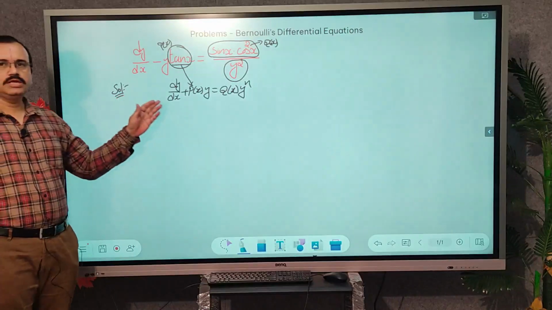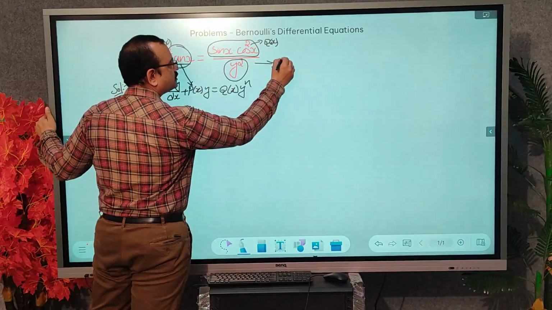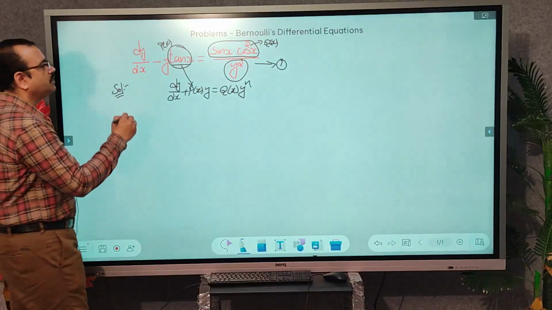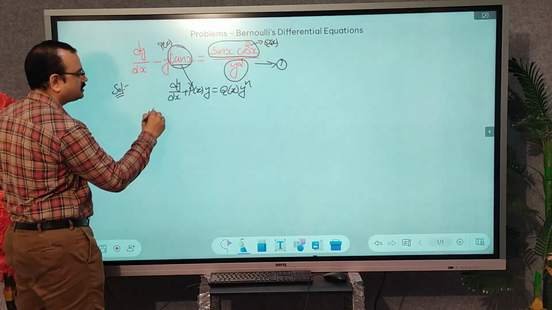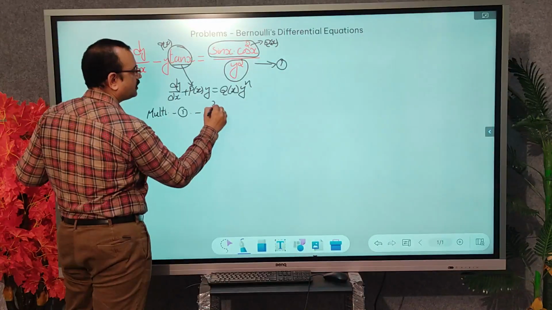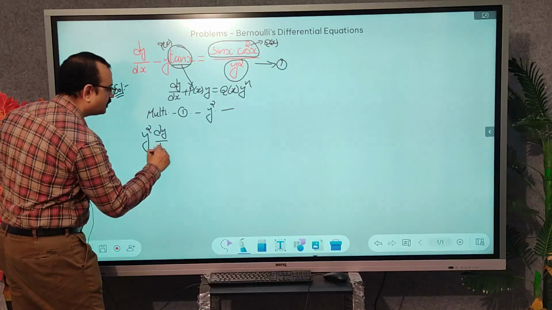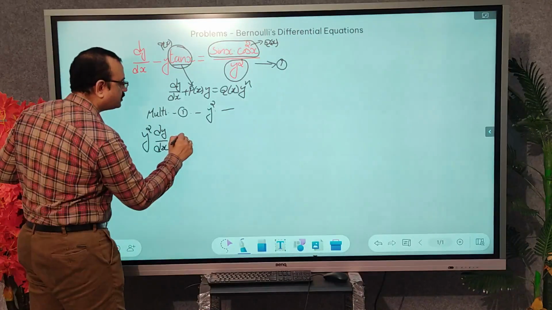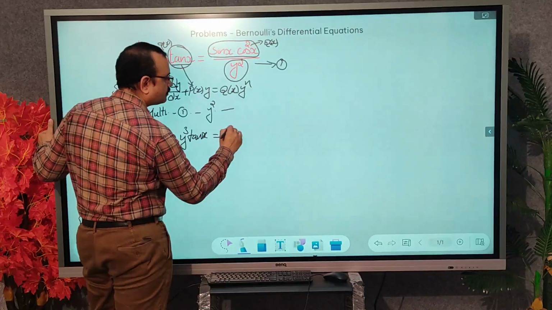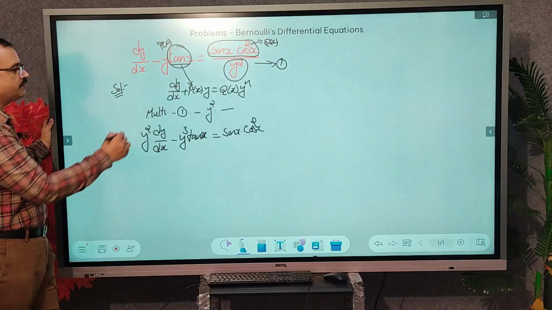Now to convert this into a linear differential equation, first of all let us take the given equation as equation 1. We multiply the given equation with y square so that we can convert it into linear. So multiplying equation 1 on both sides with y square, we get y square into dy by dx minus y square into y, meaning y cube, into tan x is equal to sin x into cos square x. This is how the given equation now reduces.